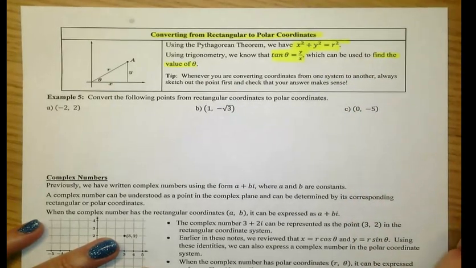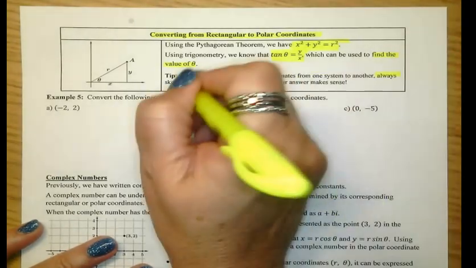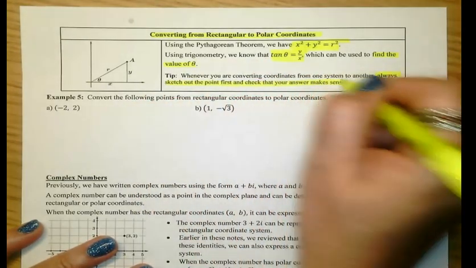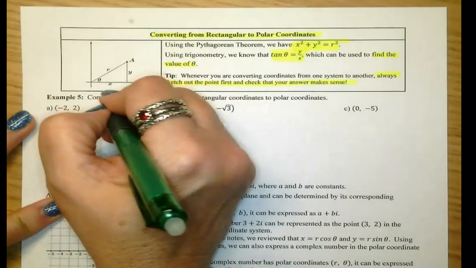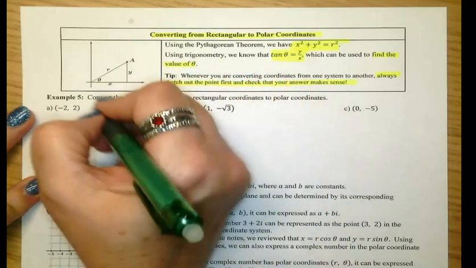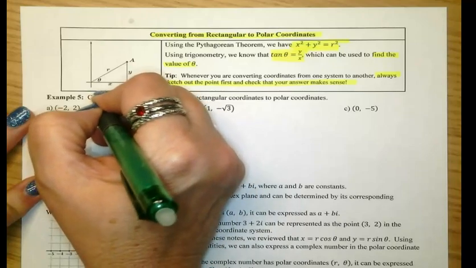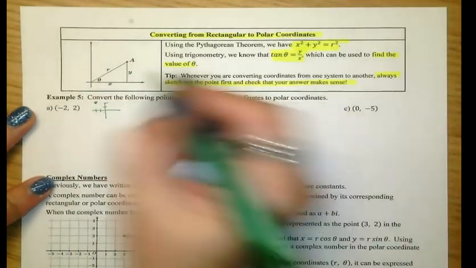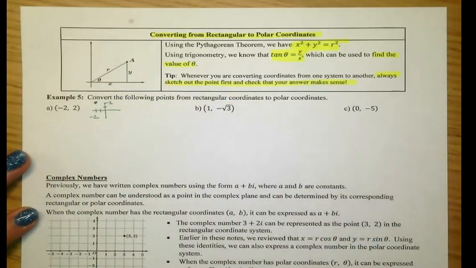And just like before, the tip here, whenever you're converting back and forth, is it's always a good idea to sketch the point first and see that your answer matches it and makes sense. So that's what we're going to do, just like we did on the last one. So the first thing I'm going to do is graph this point. And this point graphs at -2, +2. So I'm right here at -2, +2. So there's my point.